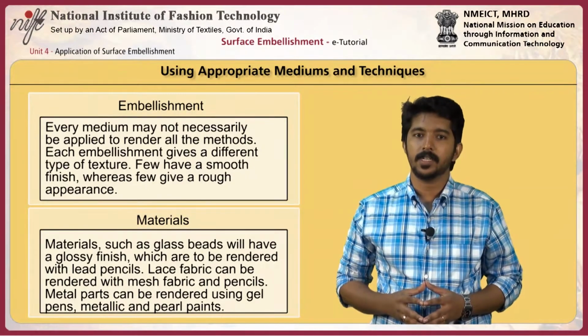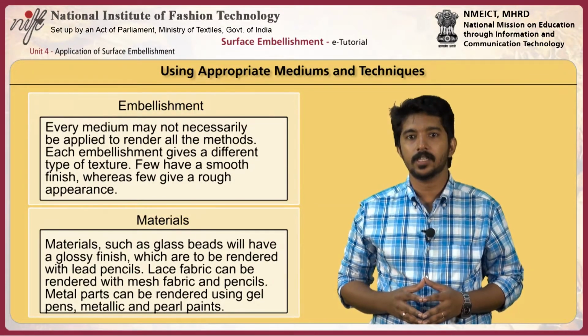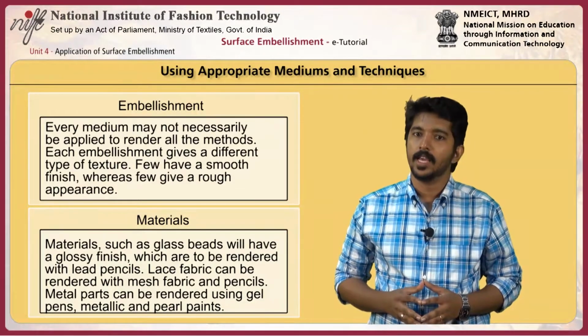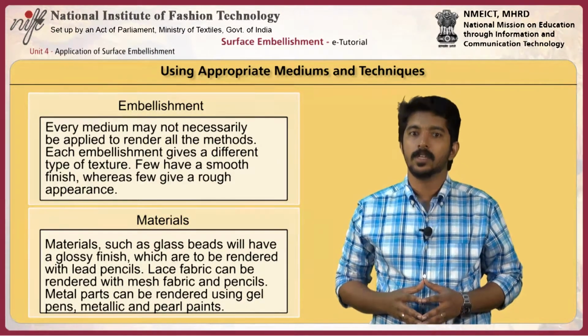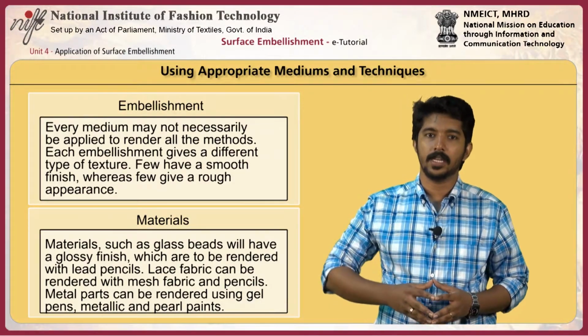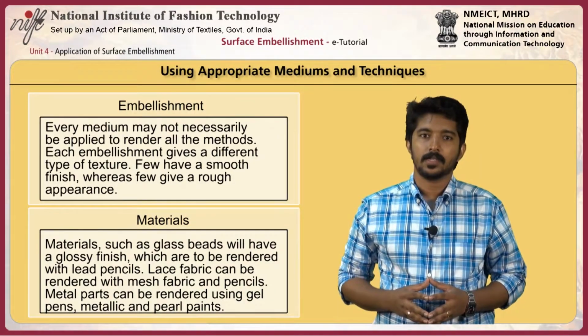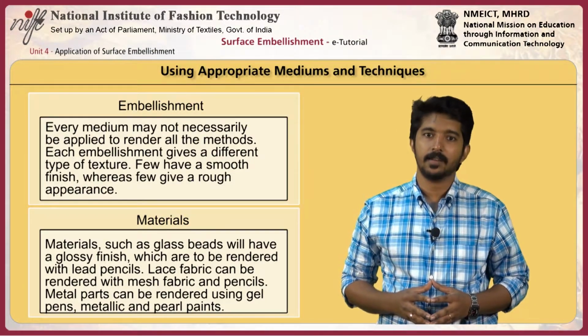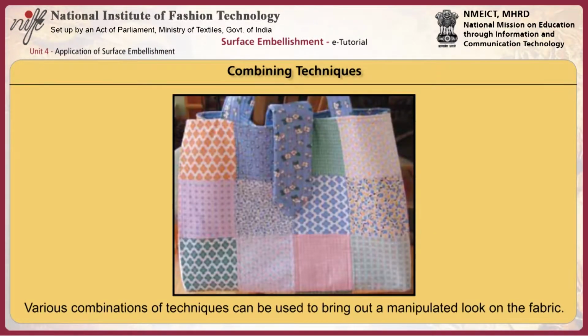Materials such as glass beads will have a glossy finish, which are to be rendered with lead pencils. Lace fabric can be rendered with mesh fabric and pencil. Metal parts can be rendered using gel pens, metallic and pearl paints. While working out the design on actual fabric, various combinations of techniques can be used to bring out the manipulated look of the fabric.